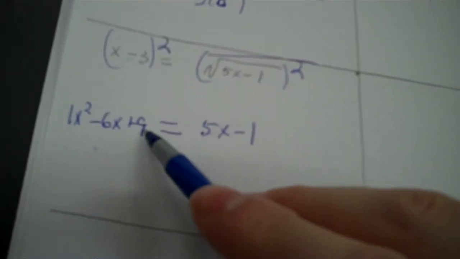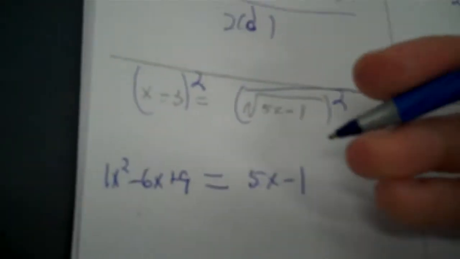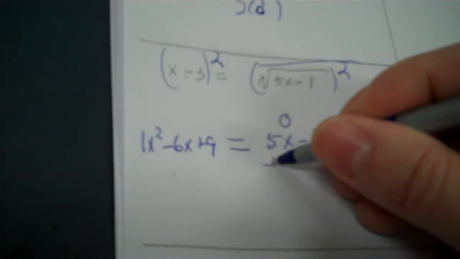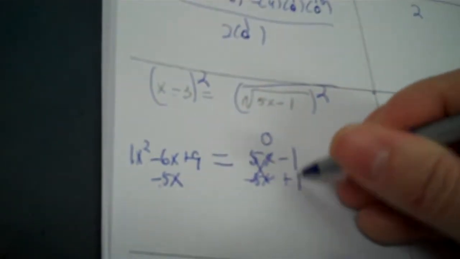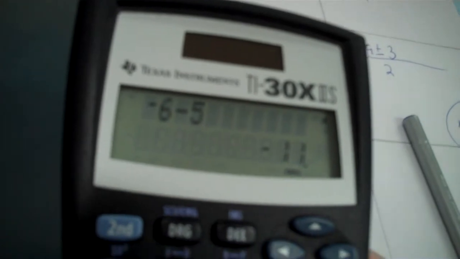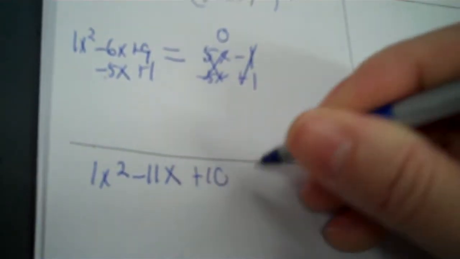Okay, now we want to go to quadratic formula when I have x squared and a constant, but I have to clear this side of the equation. You've got to have a 0, so minus 5x, and we put that under the 6x, plus 1 under the 9. So we've got 1x to the second. Now be careful on this. Don't write 1x, because that's negative 6 minus 5. It's not 6 minus 5, it's negative 6 minus 5. Then 9 plus 1 is 10 equals 0.